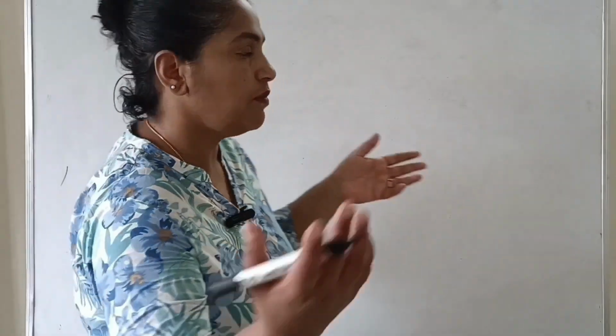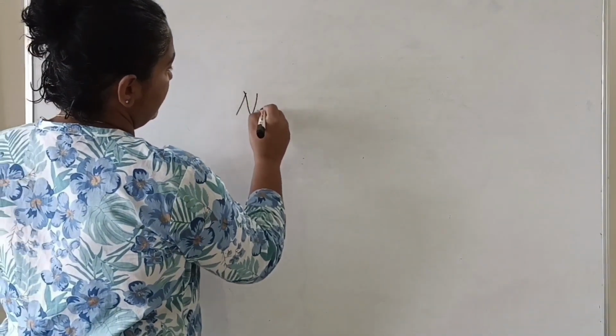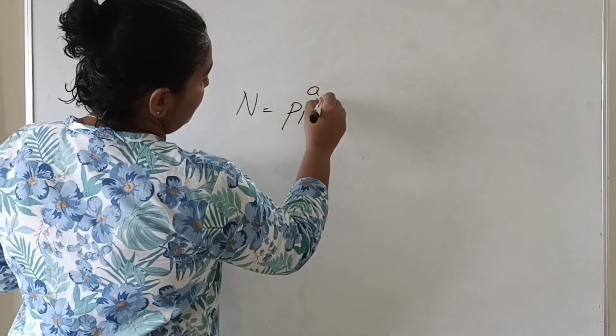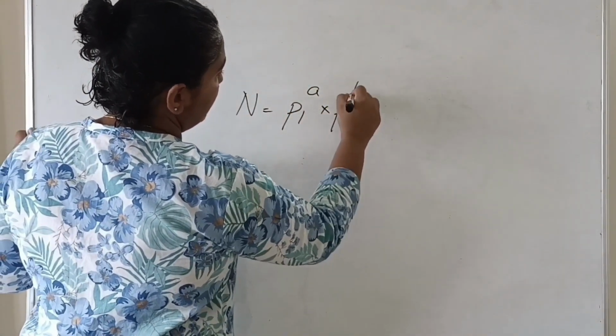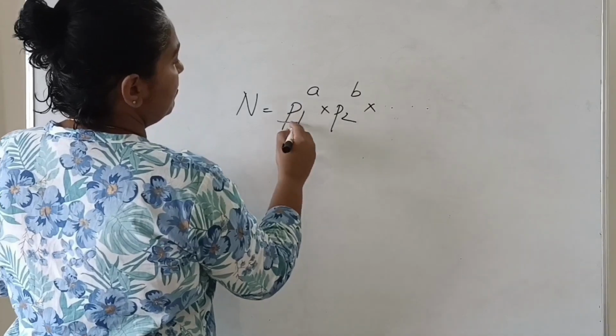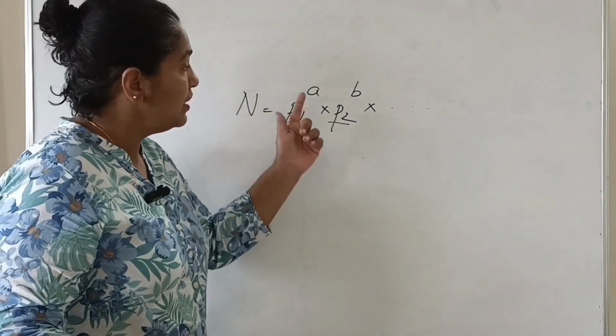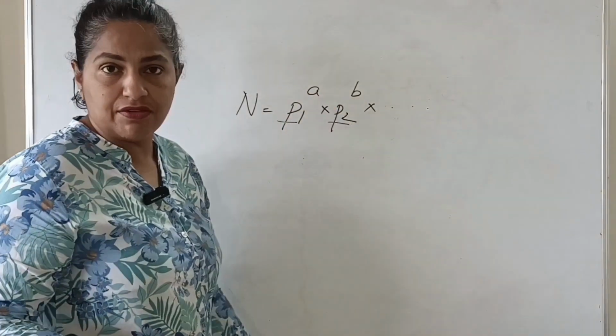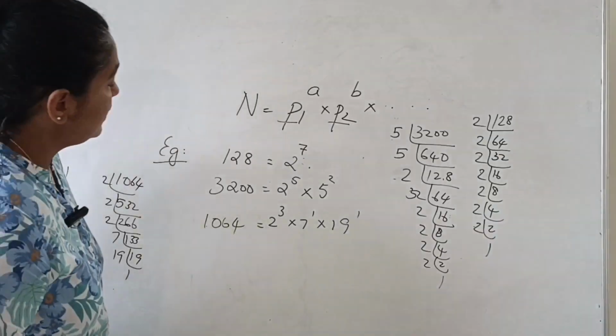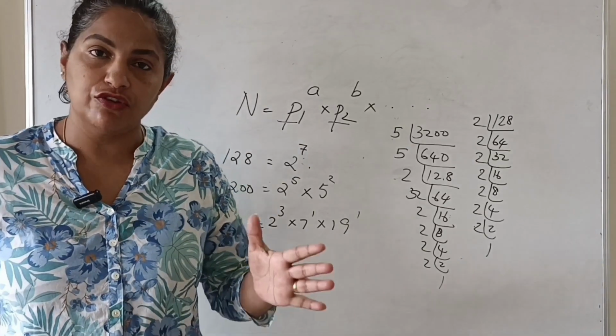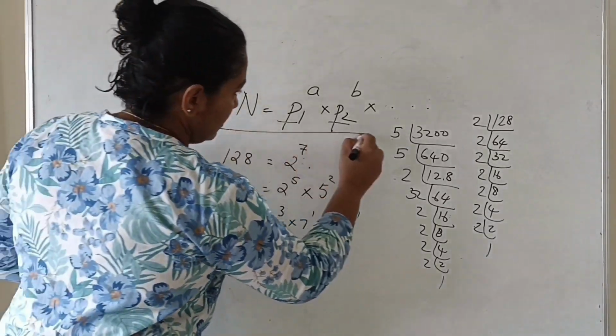Okay. Suppose you have a number n, and according to the fundamental theorem of arithmetic, it can be formed by primes p1, p2, p3, etc., depending upon the value of n, raised to powers a, b, etc. Okay. Here I have written down the prime factorization of a few numbers. So this is our theorem.